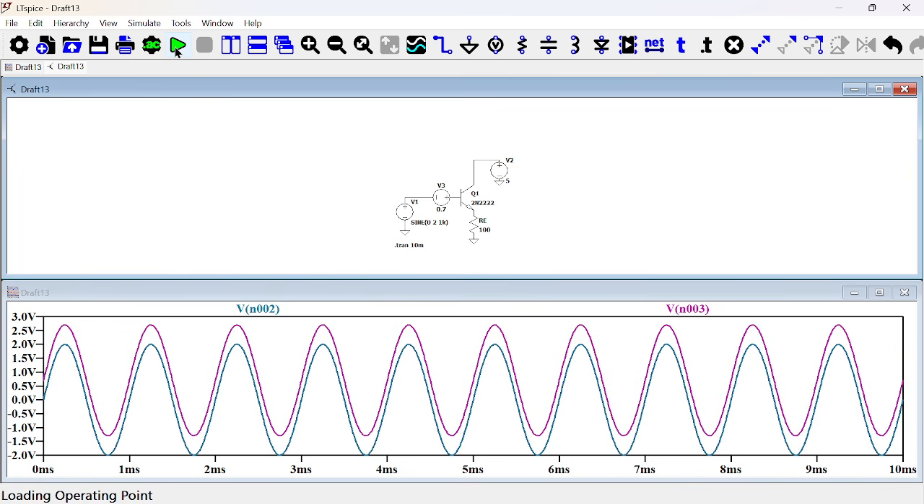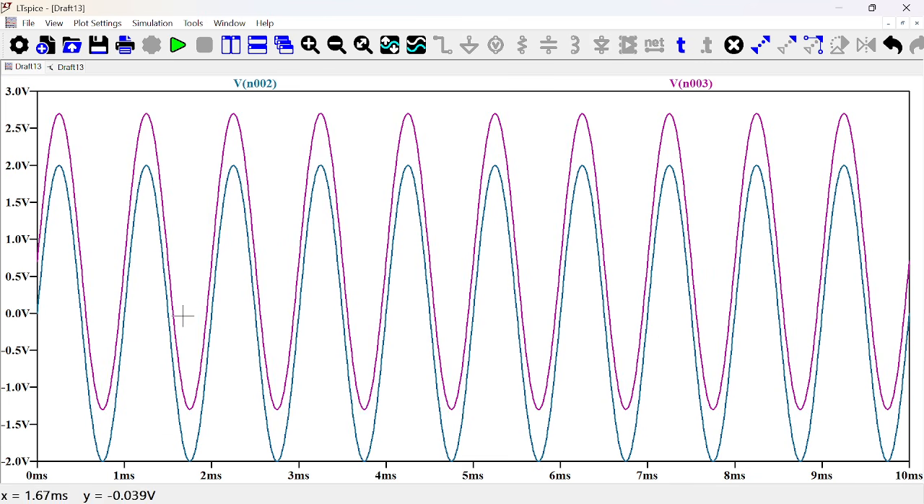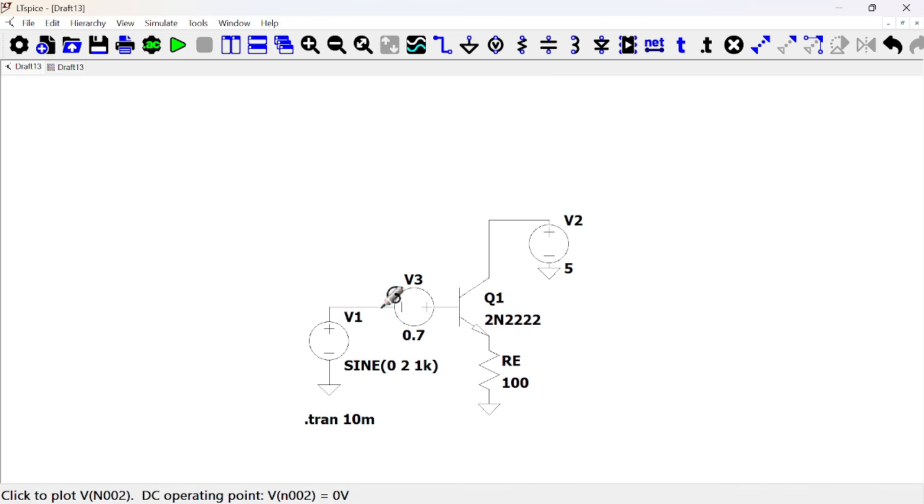So this time around, by biasing it at 0.7, the input signal no longer starts from 0. Which one is the input, which one is the output? Okay, let me recheck that. So this is the input. The input should be node 2 together with the bias.